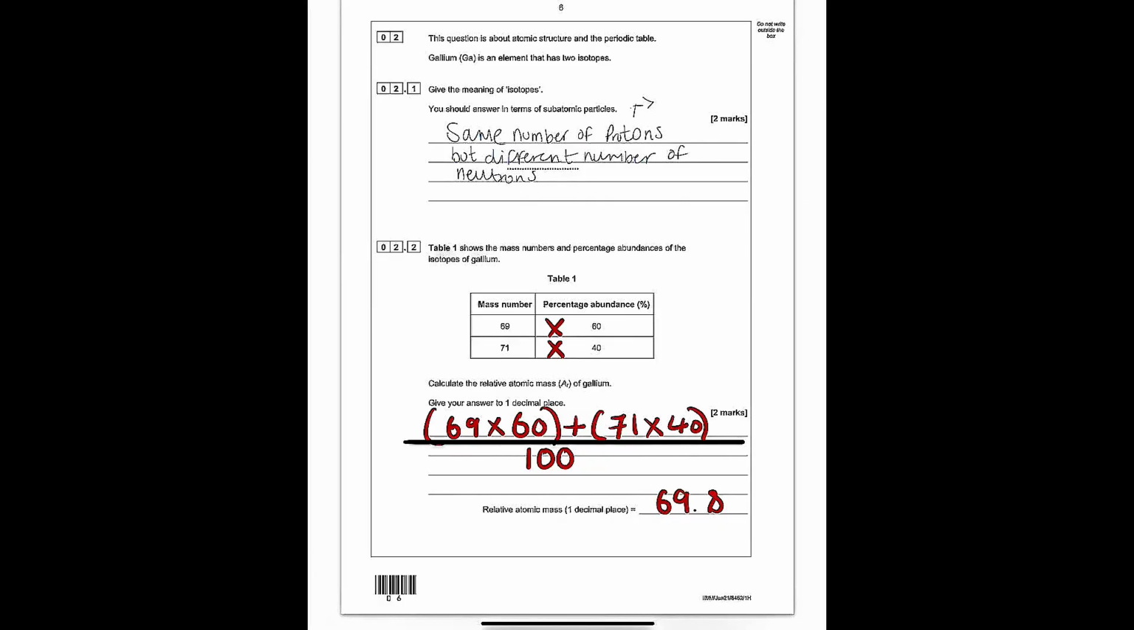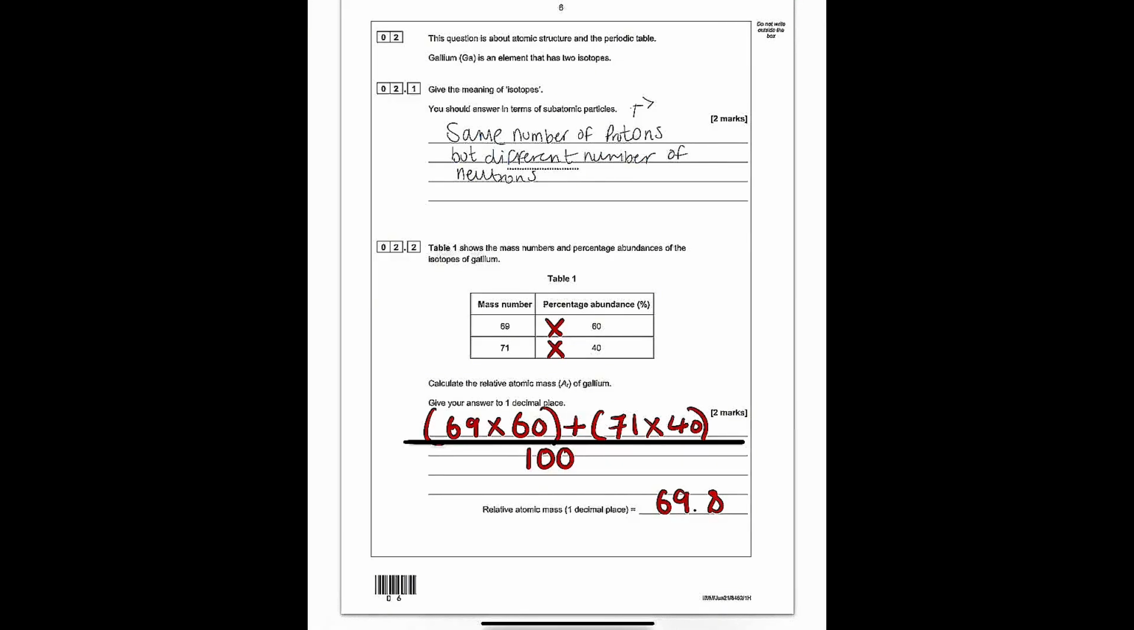Gallium is an element that has 2 isotopes. Give the meaning of isotopes, and you should answer in terms of subatomic particles. What are subatomic particles? They are protons, neutrons, and electrons. So here is my model answer. Same number of protons but different number of neutrons. That will get you 2 marks.